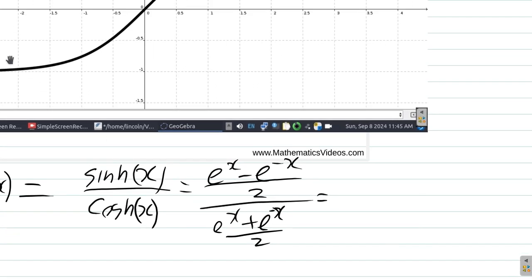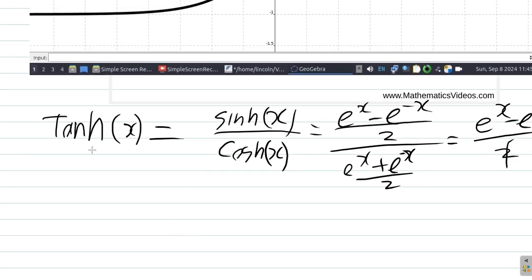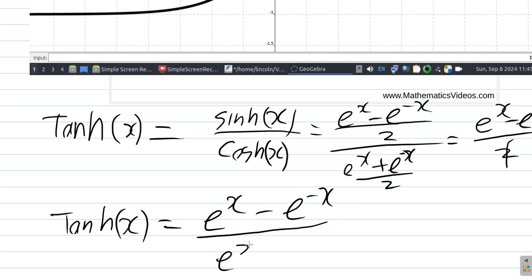So if you multiply both of them, you have e to the x minus e to the negative x over 2 multiplied by 2 divided by e to the x plus e to the negative x, and the 2's cancel. So what you have is e to the x minus e to the negative x divided by e to the x plus e to the negative x. So as long as you remember the sine of x and the cos of x, you can derive the tan, or the tansh or tanh of x, the hyperbolic tangent.